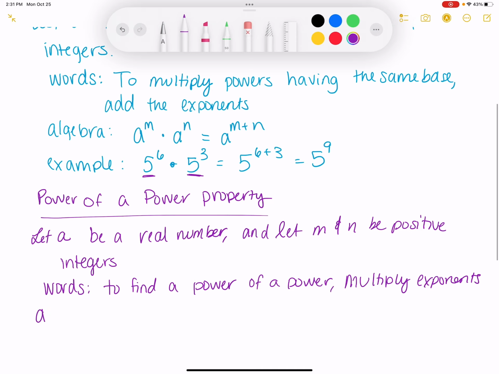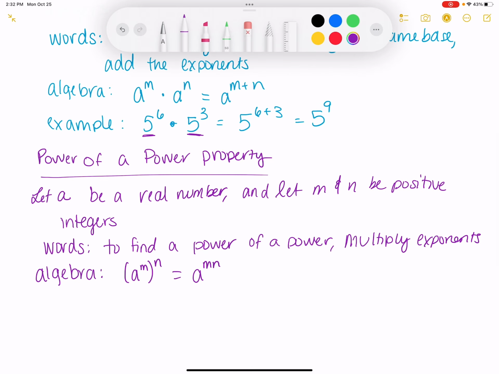So for algebra, what does this look like? We've got a to the m raised to the n is equal to a to the m times n. And then an example of this one, if we had something like 3 to the 4th all squared, it would be equal to 3 to the 4 times 2, which is equal to 3 to the 8th.